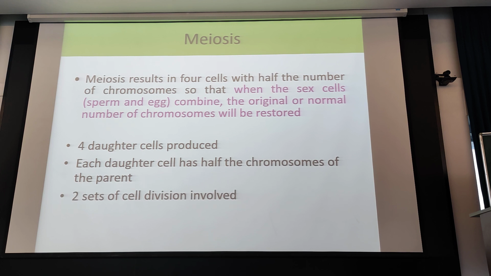As a consequence, after meiosis finishes, we will have 4 daughter cells, with each daughter cell having the number of chromosomes decreased by half compared to the parent. And due to the crossover, these chromosomes are not really identical to their parent.